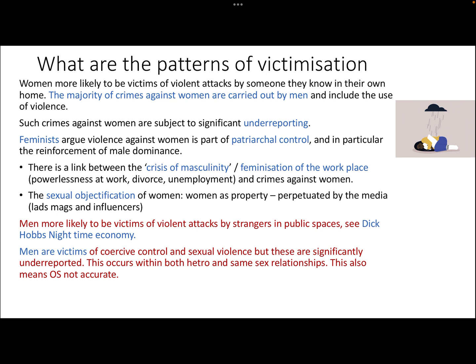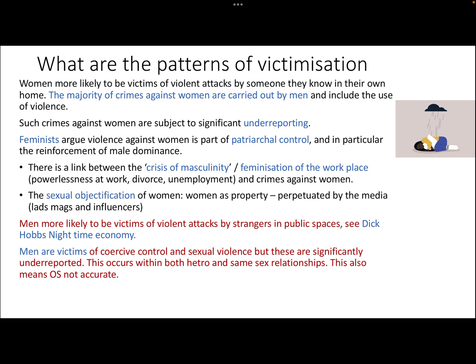So they're more likely to have their wallets stolen. They're more likely to be punched. They're more likely to perhaps be a victim of road rage. All things to do with perhaps a nighttime economy. And of course, within relationships, within the domestic sphere, sorry, men are victims. Men are and can be victims of coercive control within relationships. They are victims of sexual violence, but these are significantly underreported.